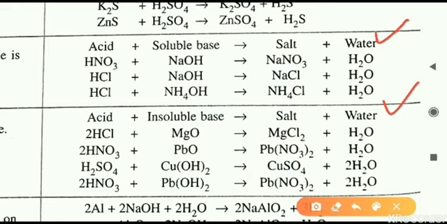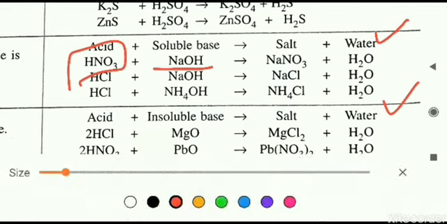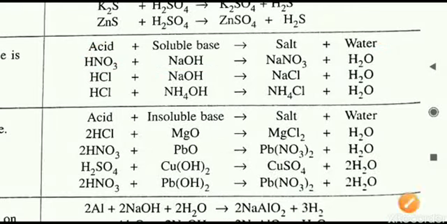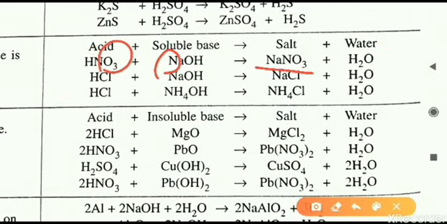So let us see the examples here. First is nitric acid plus an alkali, NaOH. Here Na+ will combine with the negative radical of the acid, which in this example is nitrate. So what forms is NaNO3, sodium nitrate, that is the salt, and the other product is water. The remaining equations are also similar.